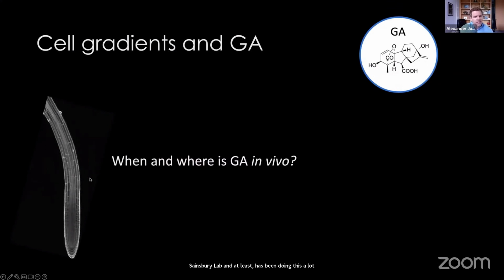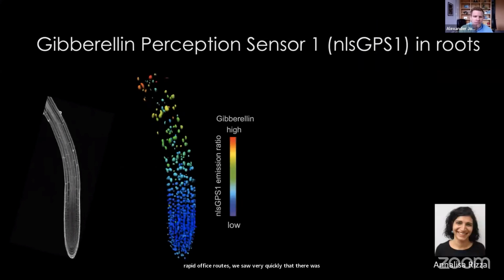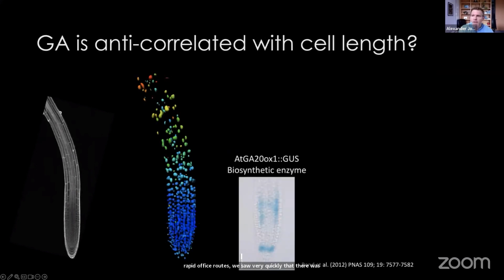and particularly trying to understand what is the relationship between this cell gradient and cell length in the roots and gibberellins. In particular, because when we started using GPS1 in Arabidopsis roots, we saw very quickly that there was an accumulation gradient of GA in the roots. So we see that there's a correlation with cell length in Arabidopsis roots, and this was actually a really big surprise because there was already a study that said that GA would actually be anti-correlated with length, in particular because this biosynthetic enzyme GA20 oxidase 1 was expressed more in the root elongation zone.